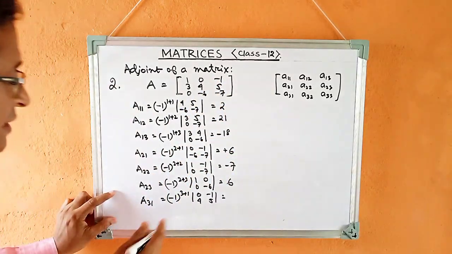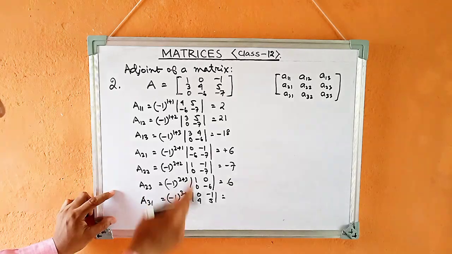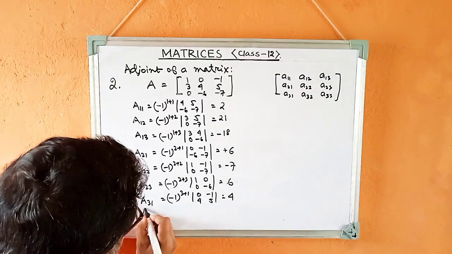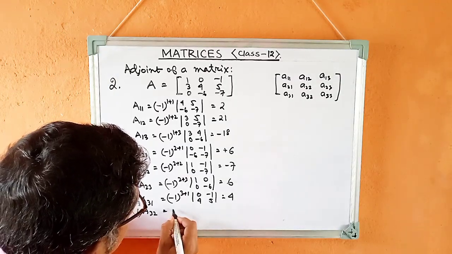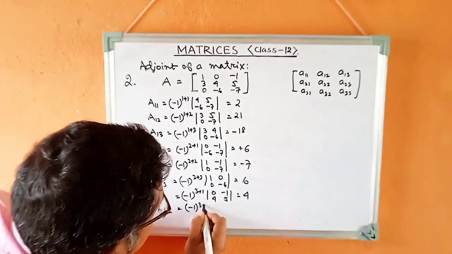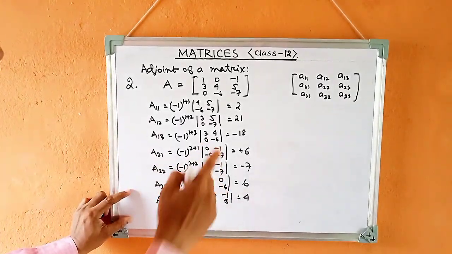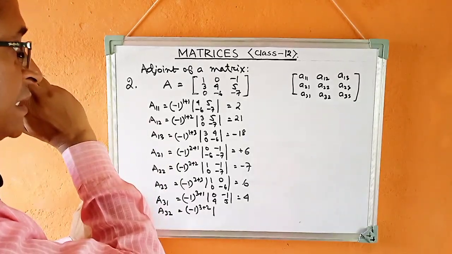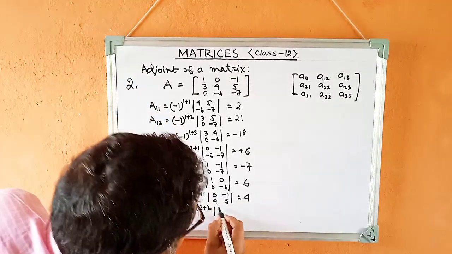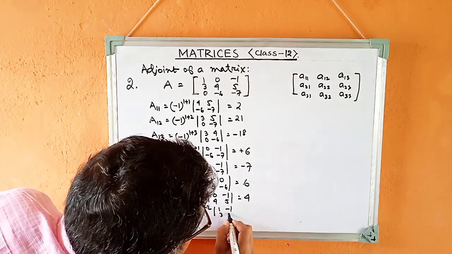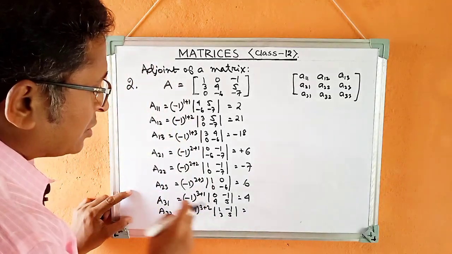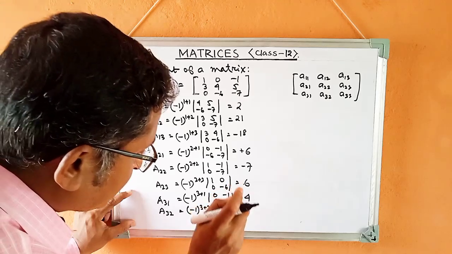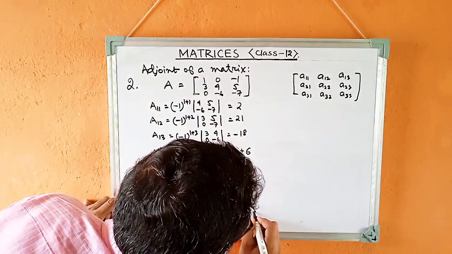Okay, so what is the answer? Minus 1 to the power 4 becomes plus, then minus of minus 4, that is plus 4. Okay, now A32. Again minus 1 to the power 3 plus 2, determinant of eliminating third row, second column, that means 1 minus 1, 3 5. So minus 1 to the power 5 remains minus, so 5 ones are 5 plus 3 ones are 3, 5 plus 3 is 8, that is minus 8.